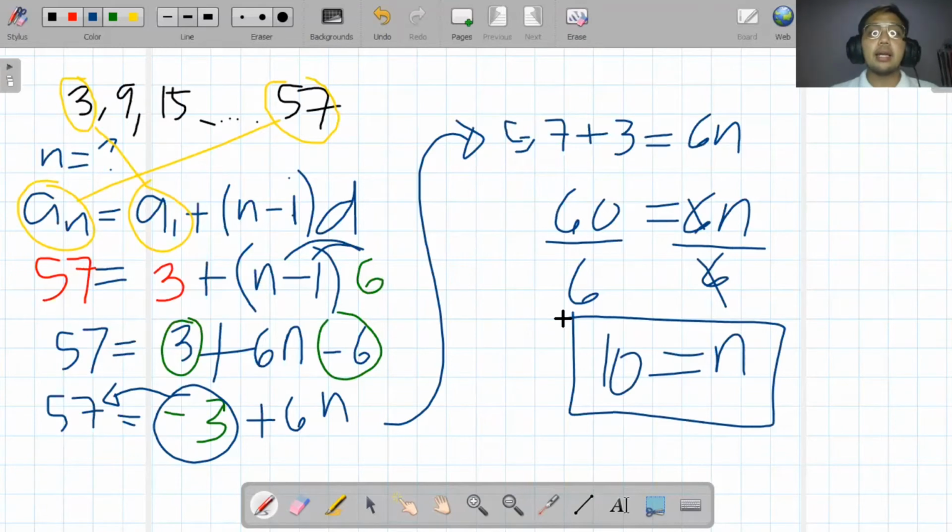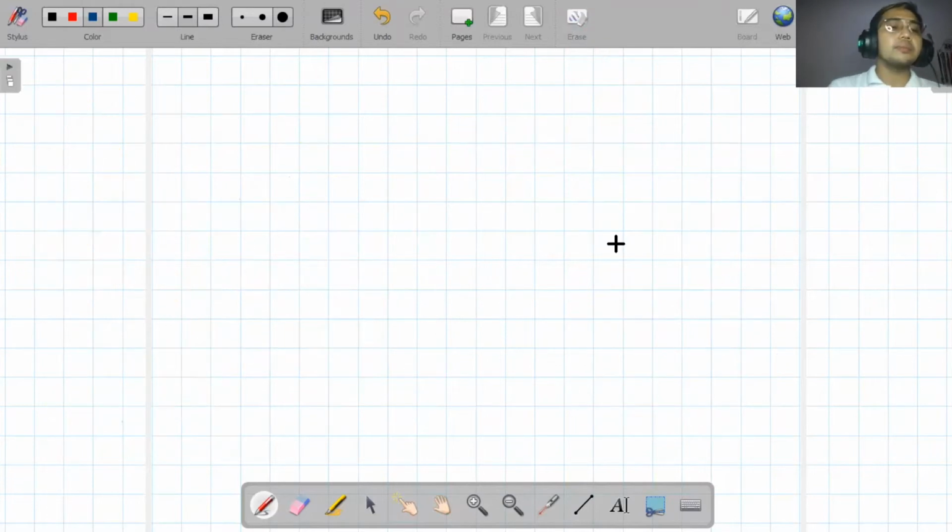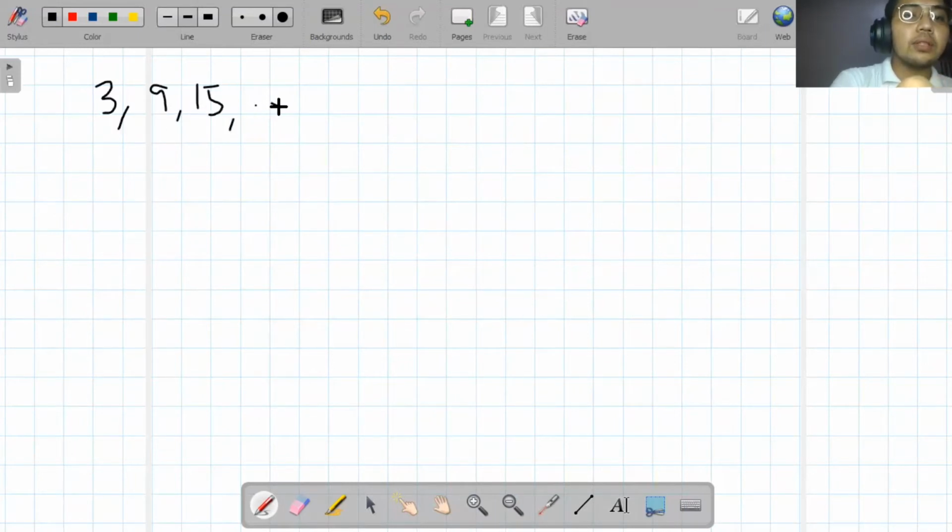Because I'm going to erase this, we've computed it already. That's it. So, back to our problem. The given was 3, and then 9, 15, so on. We'll have 57. So, we were able to compute the common difference earlier, which, not the common difference, sorry. We got n, which is 10.